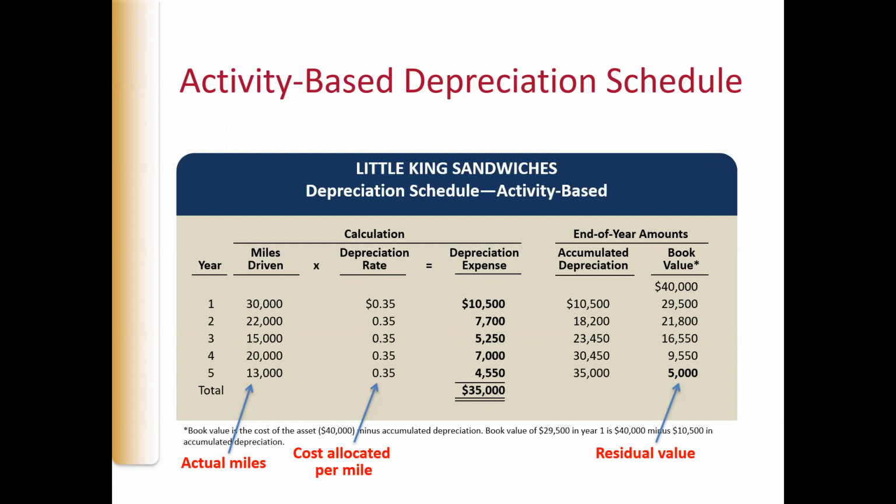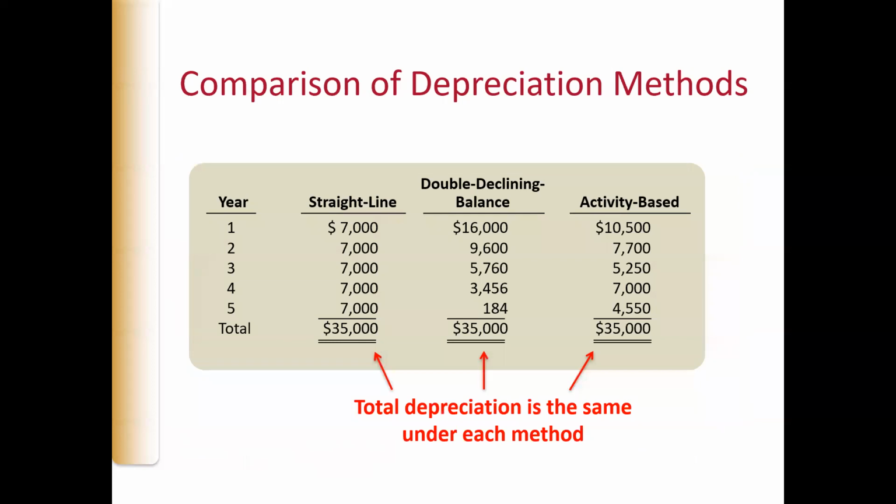In year two, 22,000 miles at 35 cents a mile, we take depreciation of 7,700. And we continue to do that until we hit our residual value. Remember, with activity-based, when we calculate the per mile allocation, we do cost minus the residual value, which is our depreciable cost, divided by the number of miles.